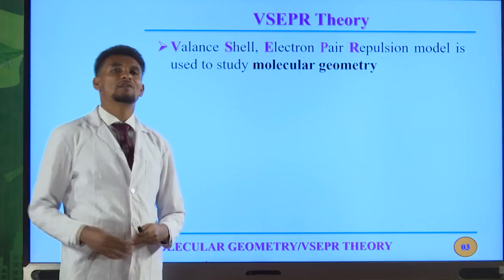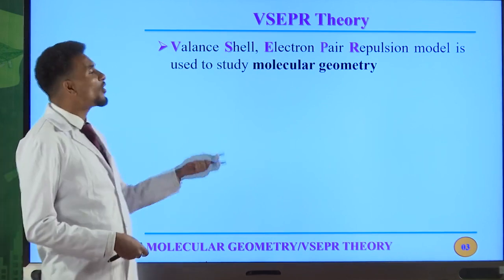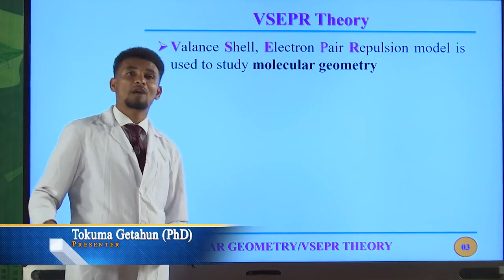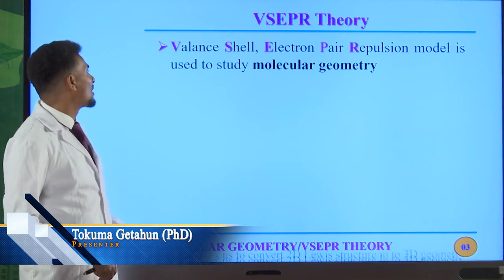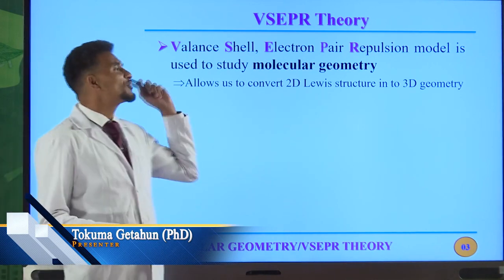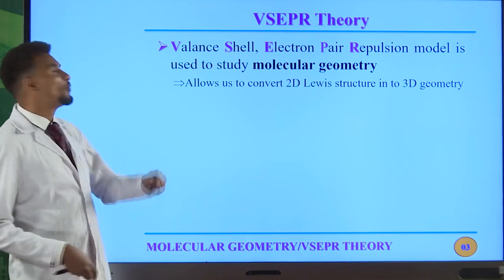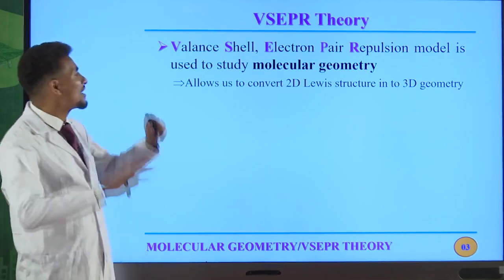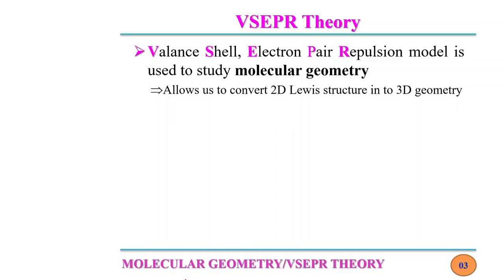There are two different geometries. The first is electron pair arrangement, or electronic geometry, and the second is molecular shape, or molecular geometry of the molecules. Therefore, this theory or model is very helpful to predict the shapes of molecules, for example using lone pairs of electrons on the central atom or bond pairs of electrons. This model allows us to convert a 2D Lewis structure into 3D geometry.